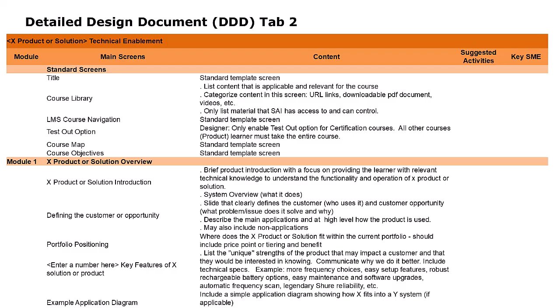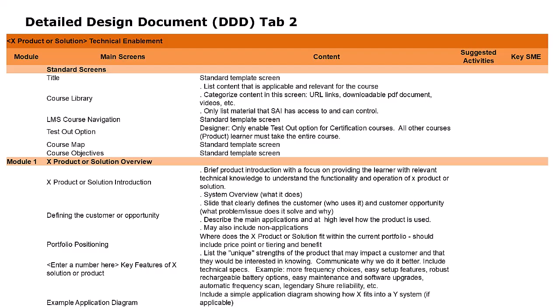So the reason the spreadsheet is so nice, you see the entire thing in one area, right? You see what module number you're going to be on. And this is the introduction up here. You're going to see the title of the course. Okay, you've got a course library. Where is this material going to be kept? LMS course navigations, test out options.